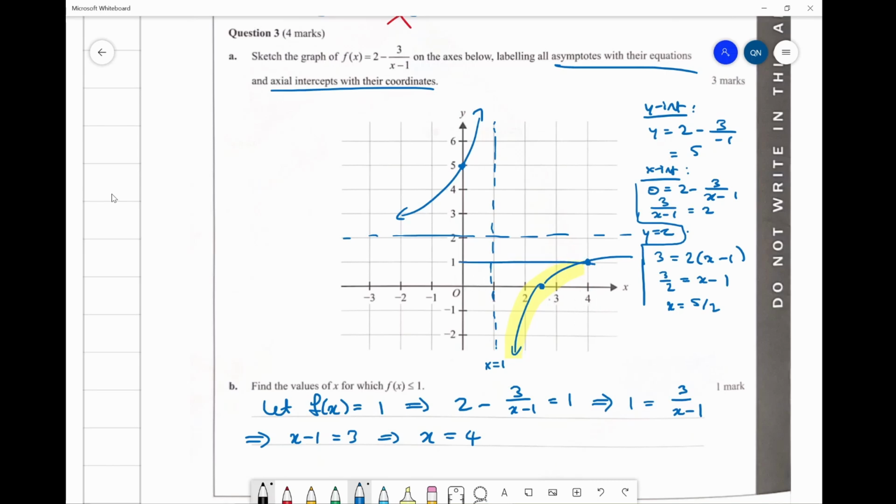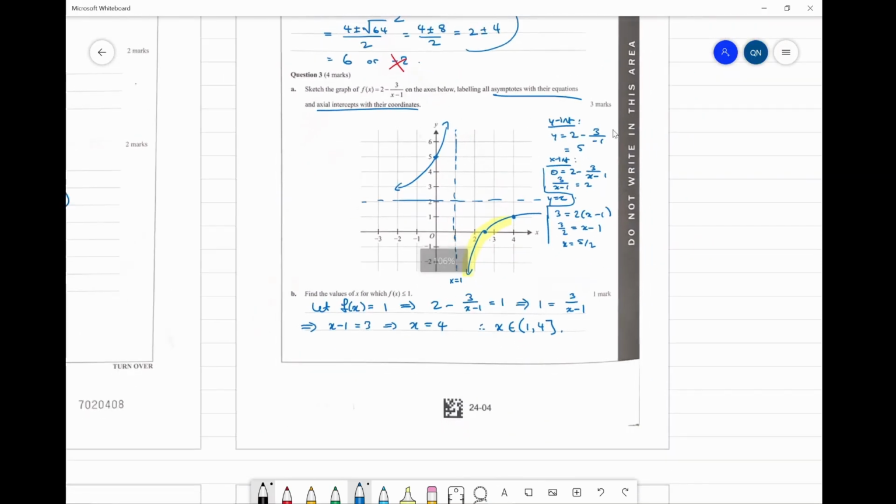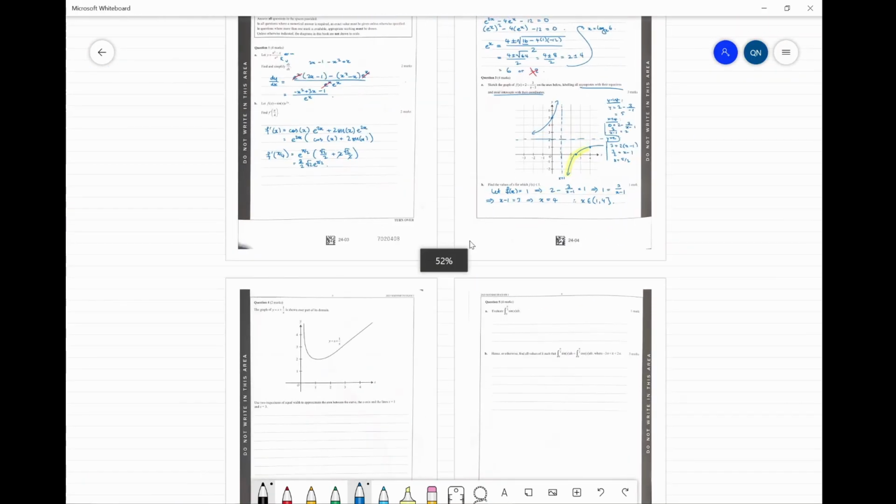So because we want all the values that are less than y equals 1, we're going to take x to be greater than 1 because of the asymptote, and also less than or equal to 4. So those are the values of x there. Okay, so that's question 3.